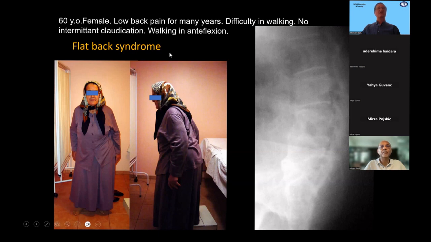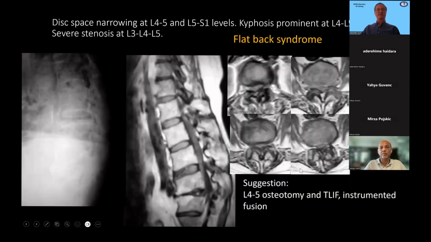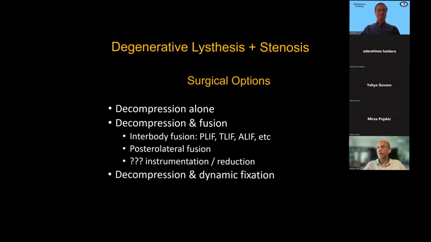This is a typical case of flat back syndrome. This lady, 60 years old, was walking like this in the anteflexion posture, and standing lateral X-rays were typical of a lumbar kyphosis. The suggestion was an L4-5 osteotomy and TLIF surgery with instrumented fusion.